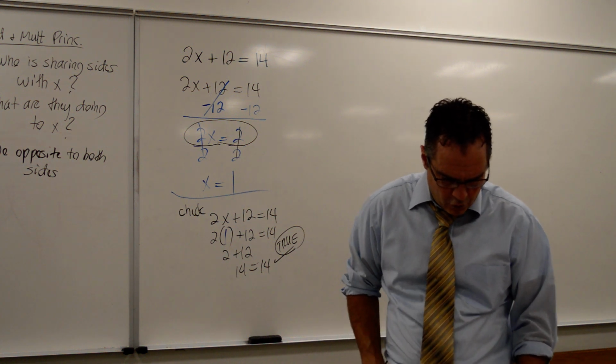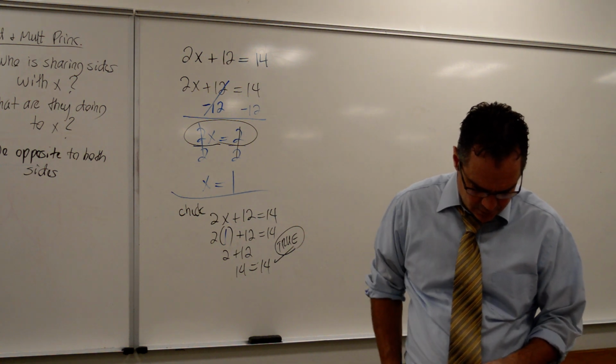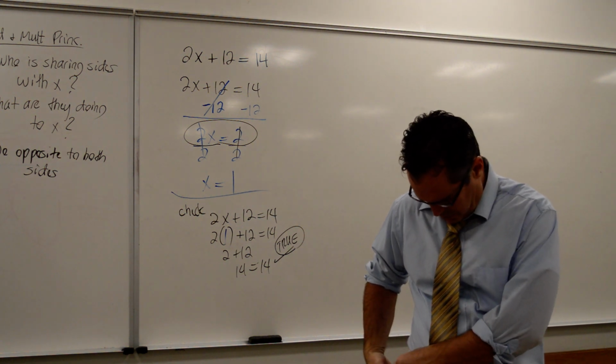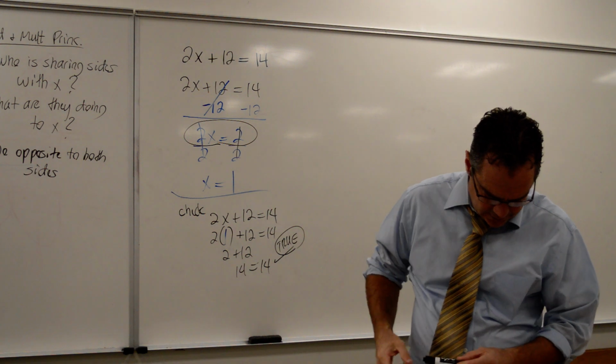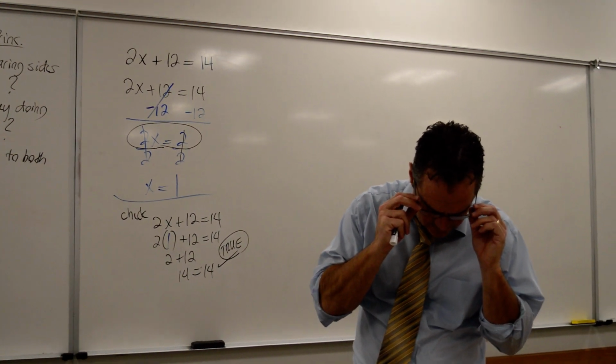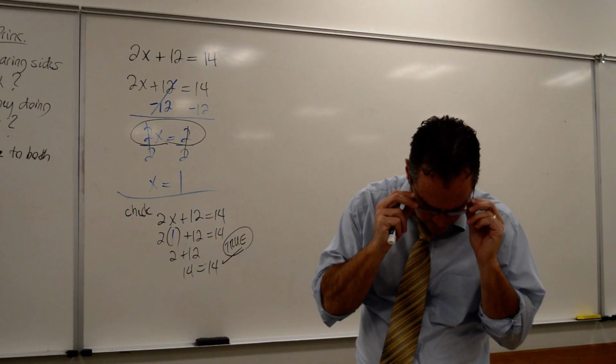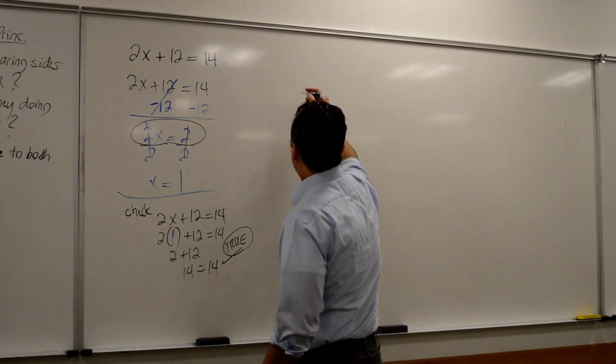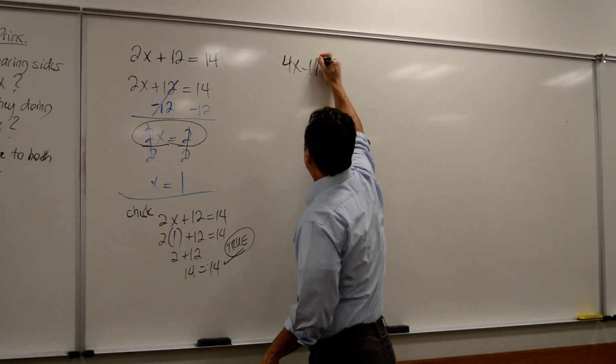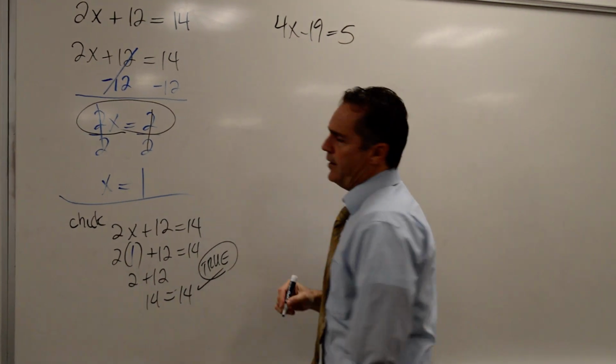Let's take a problem from the homework. Let's take something like, I see 4x minus 19 equals 5. 4x minus 19 equals 5.